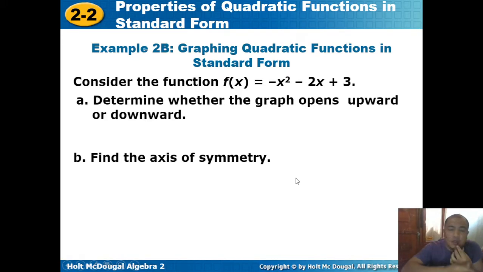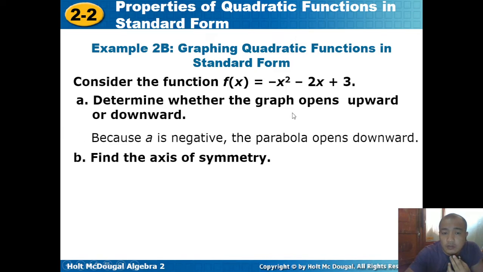Okay, example 2b. Consider the function f of x equals negative x squared minus 2x plus 3. Is it a parabola that opens upward or downward? Parabola opens downward because a is negative, negative 1. Find the axis of symmetry. The formula is x equals negative b over 2a.